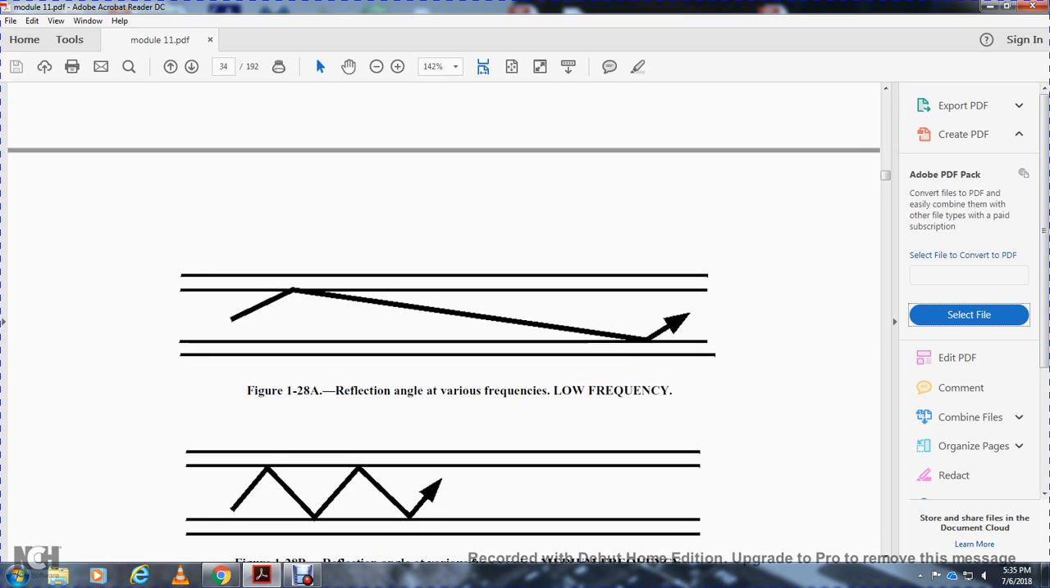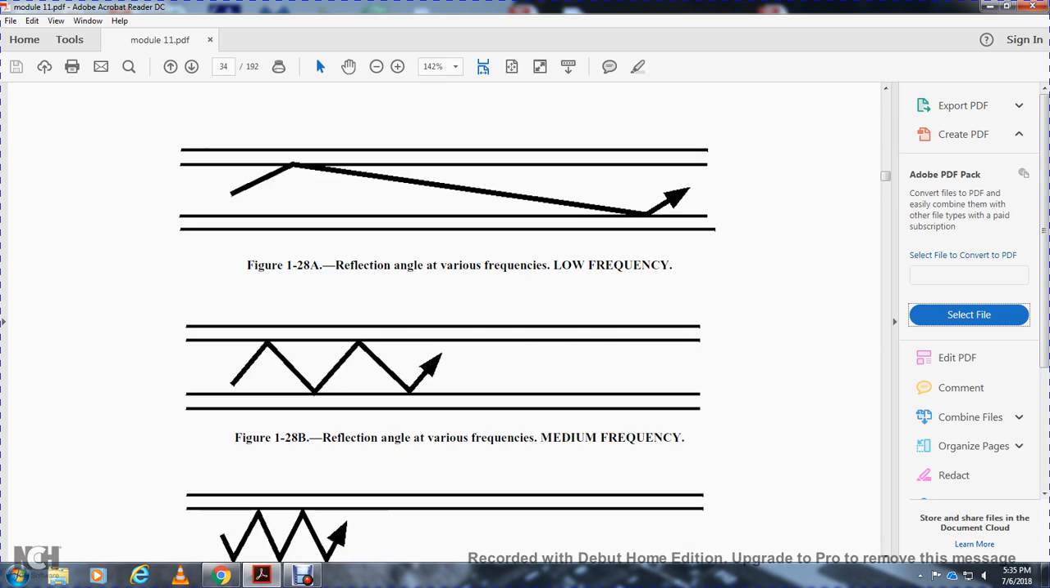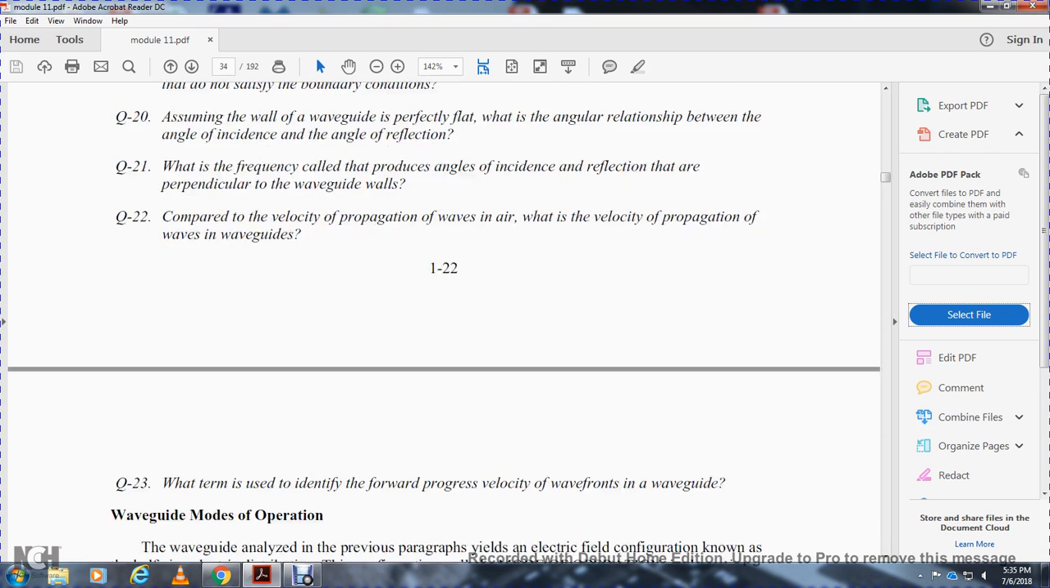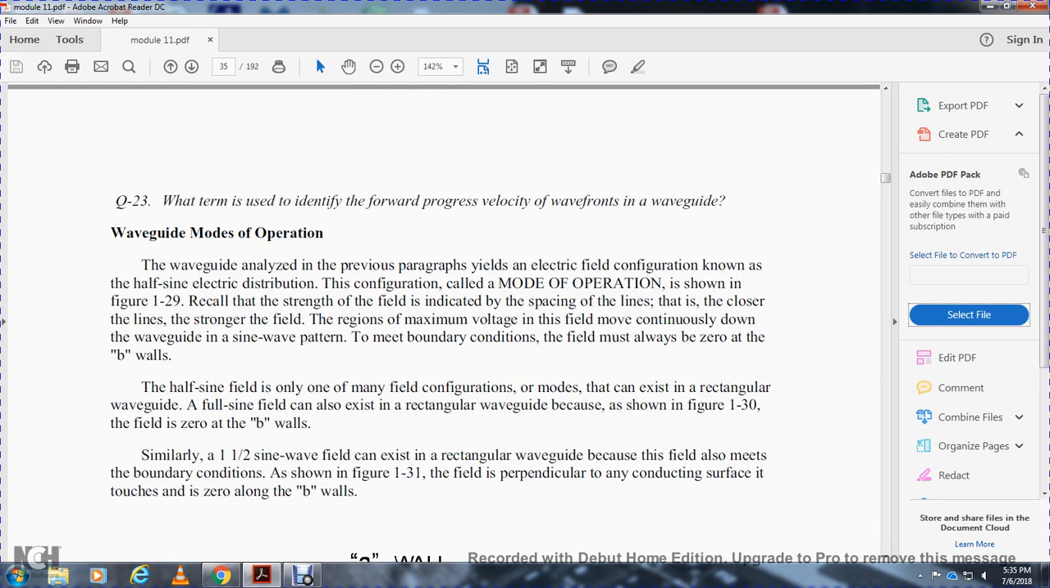Figure 128 shows the reflection angle for various frequencies: low frequency, medium frequency, and high frequency. Next come waveguide modes of operation. The waveguide analyzed in the previous paragraph yields an electrical field configuration with a half-sine electrical distribution. This configuration is called a mode of operation.